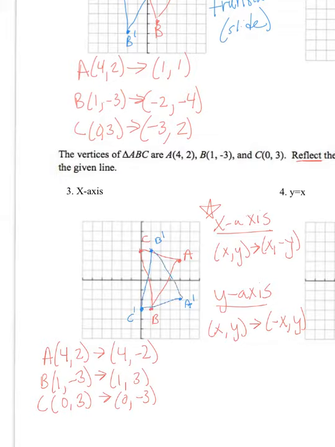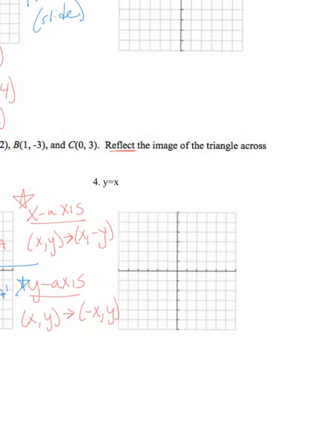And that's our triangle reflected over the x-axis. Now, if you ever have a y-axis, that's this one. For the next problem, we don't have a y-axis. We have y equals x. That's another formula you're going to need to know for your test. This is what I'm going to have you try on your own.